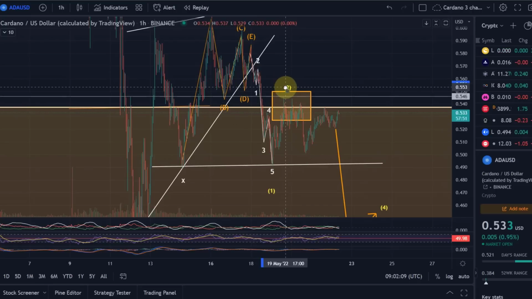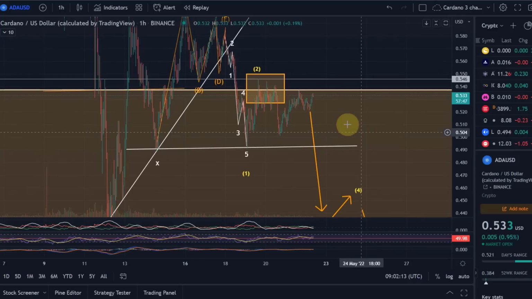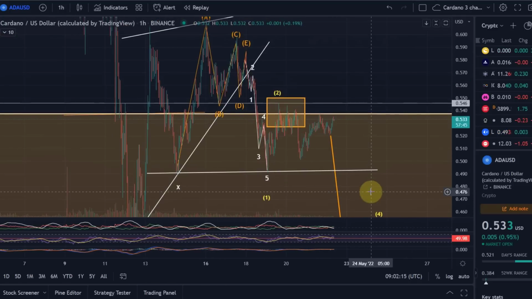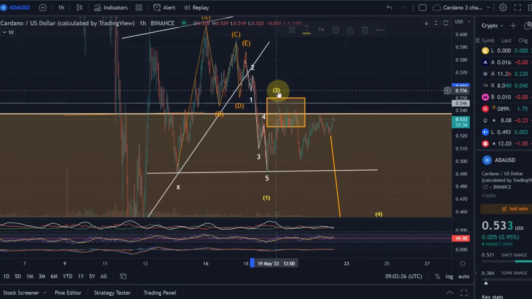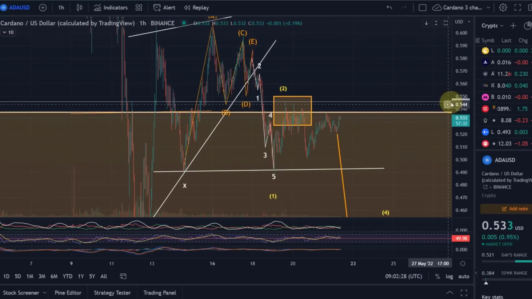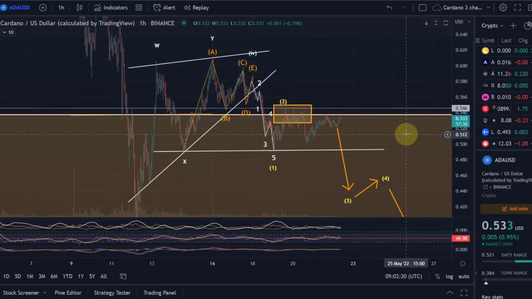Current assumption is we completed the yellow wave 2 already in this target area, and that we already started the wave 3. Now, if we get above that 54.5 cent level, then 54.6, then we have to assume that the wave 2 isn't finished and it might be up here. So no change in medium-term outlook, just a short-term change in how we count the waves. That's how it's currently looking like.